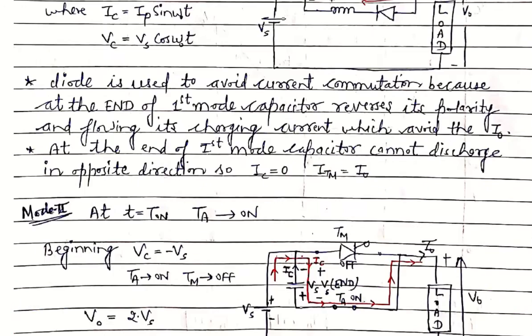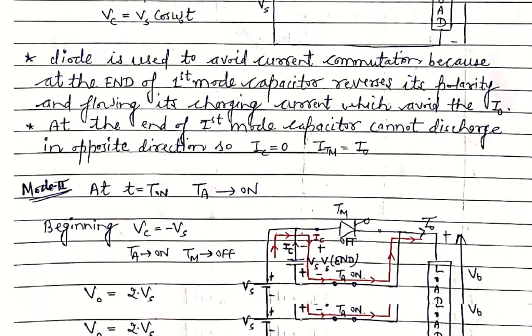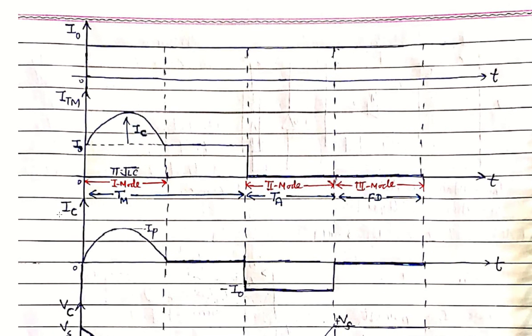Why will IC be 0? At the first mode of conduction this IC will be 0, but ITM equal to I naught is already flowing. So this amount of current will be flowing after this pi root LC time period, denoted as I naught. And the third waveform is the IC, which is the charging current waveform flowing through the LC combination.